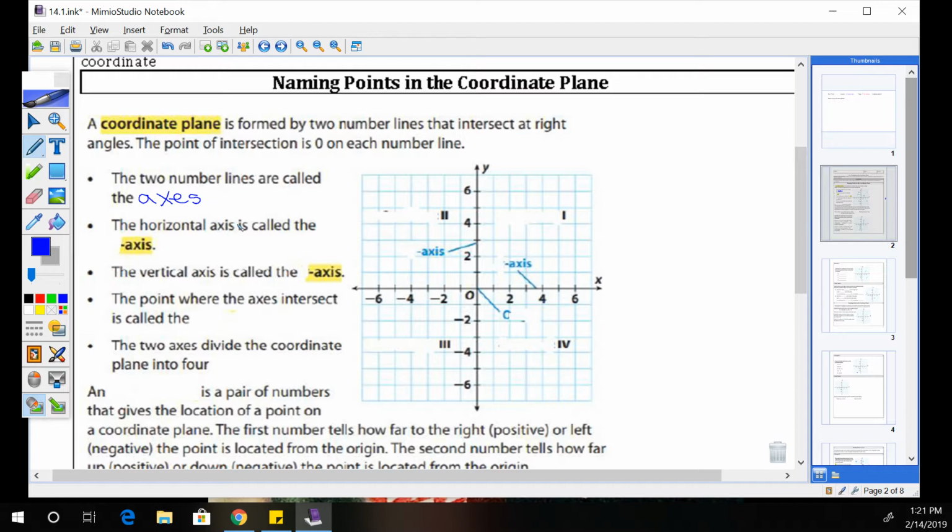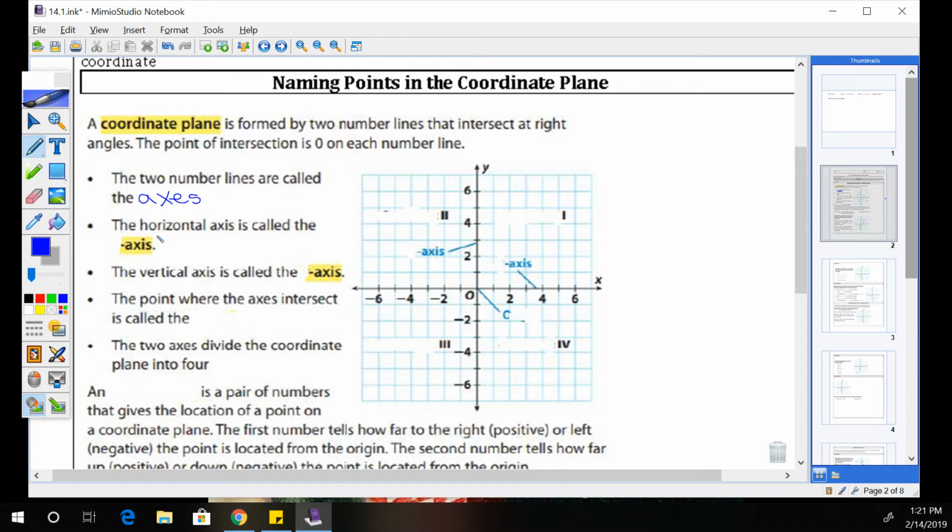Why is it called axes? Because there are two lines that intersect at a 90-degree angle. Is the coordinate plane at a 90-degree angle to the axes? Yes. One more time, it's A-X-E-S for plural.